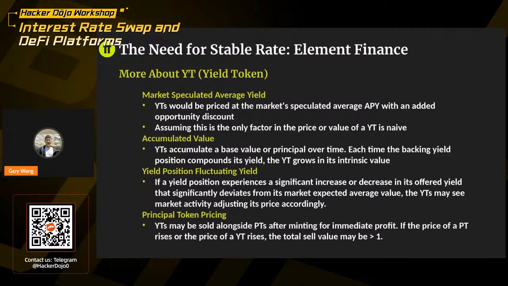The yield tokens will be priced at the market speculated average annual percentage yield with an added opportunity discount. Opportunity discount means that you have to redeem the yield tokens after the Element pool term has expired. You cannot redeem the yield tokens anytime you want. That is called the opportunity discount. So maybe the real speculated average annual percentage yield is 10%, and after the discount it may go to 9%. So the yield tokens will be traded at 0.09 if the pool term is a year.